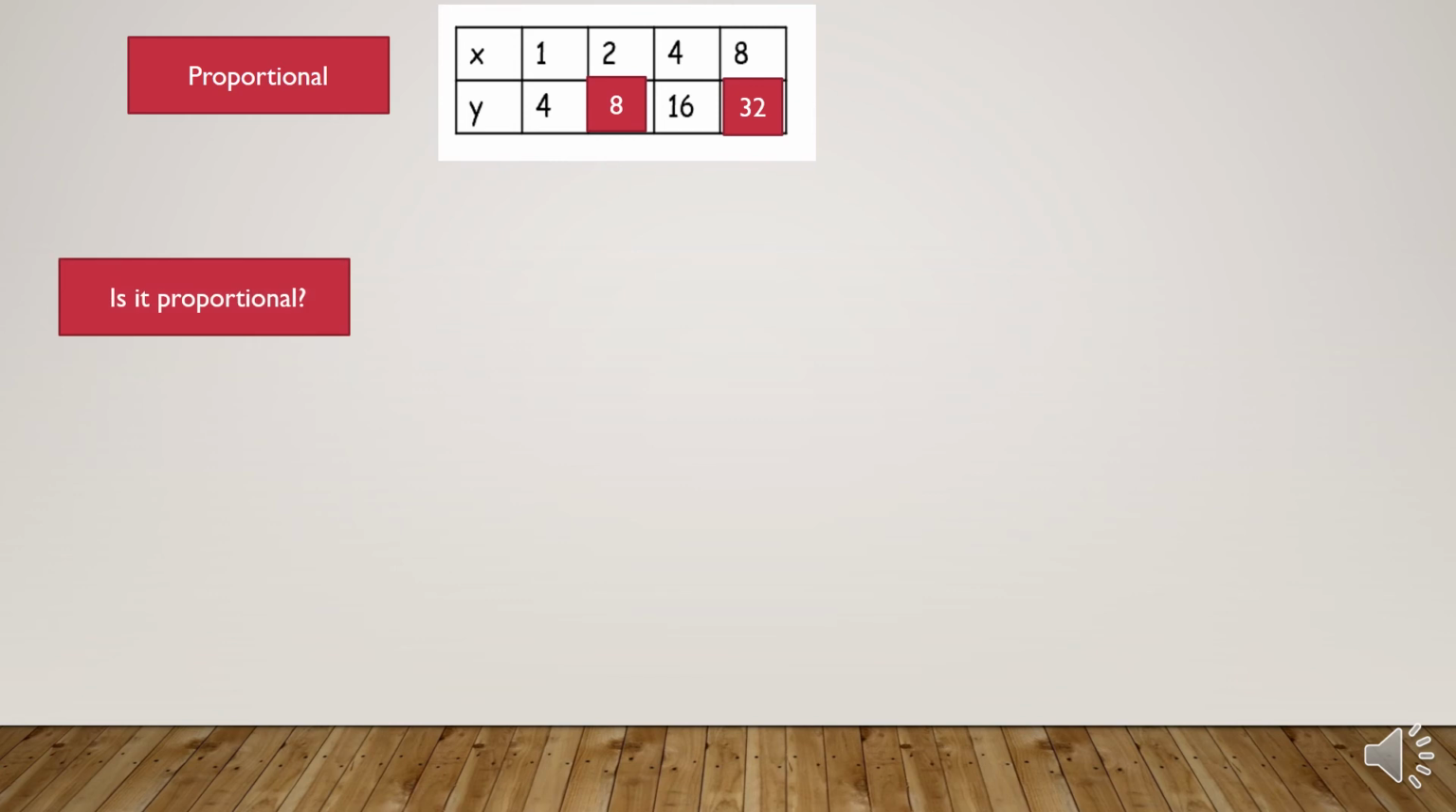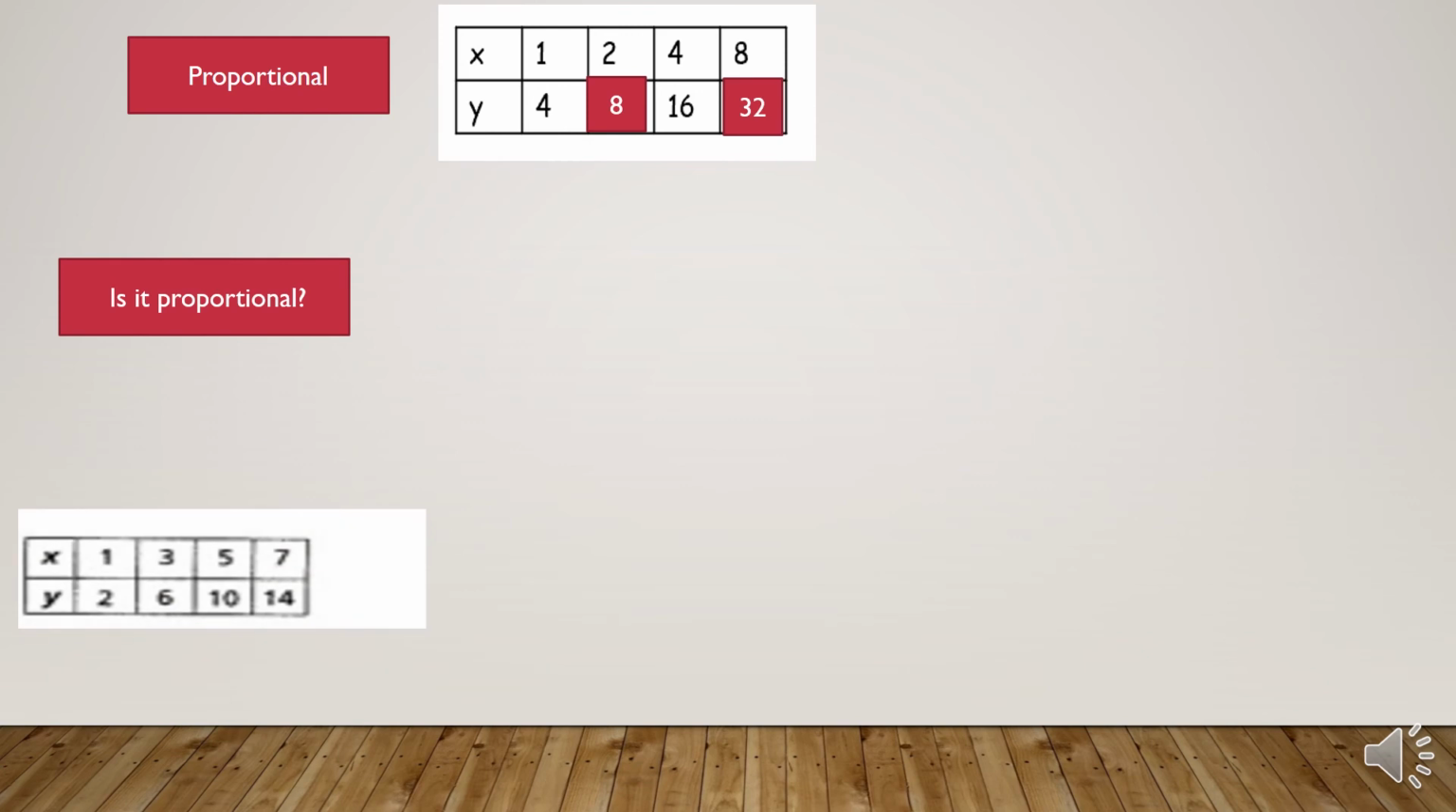Let's check if these tables are proportional to each other. Let's look at this one. You have to check each one. 1 times 3 is 3, so 2 times 3 is 6. 1 times 5 is 5, so 2 times 5 is 10. And 1 times 7, so 2 times 7 is 14. So yes, this one is proportional.